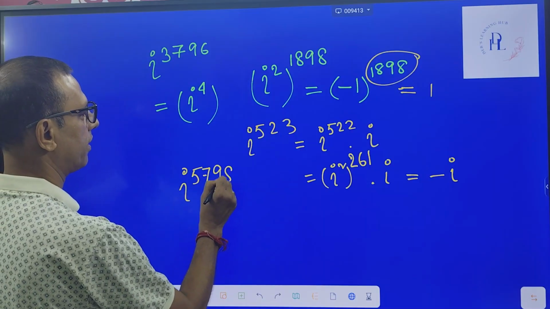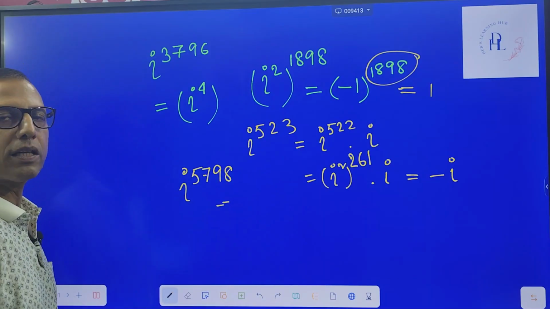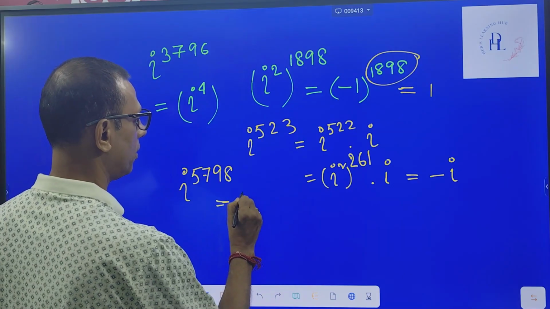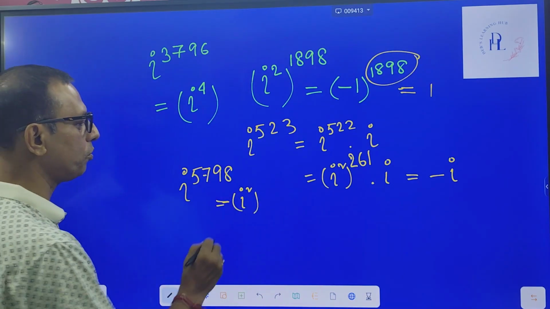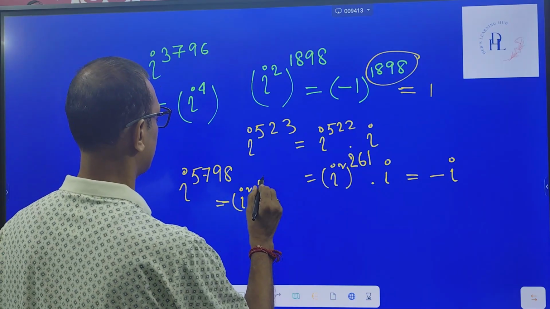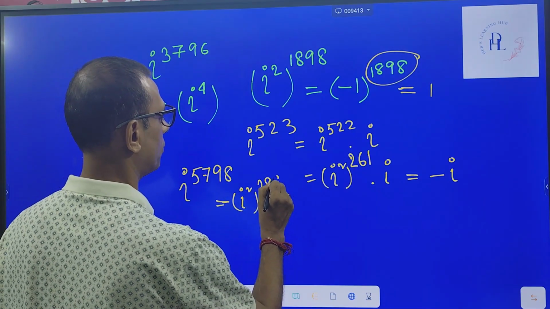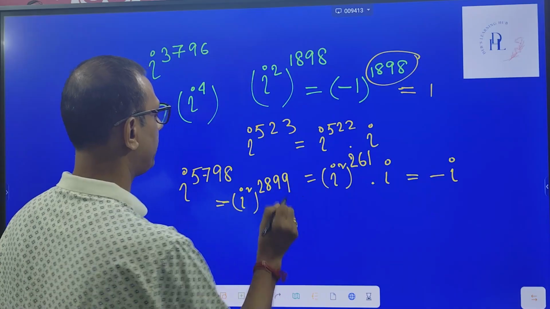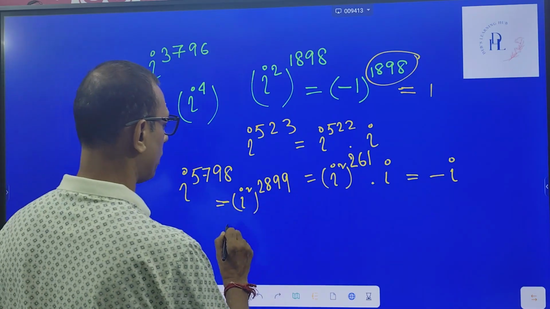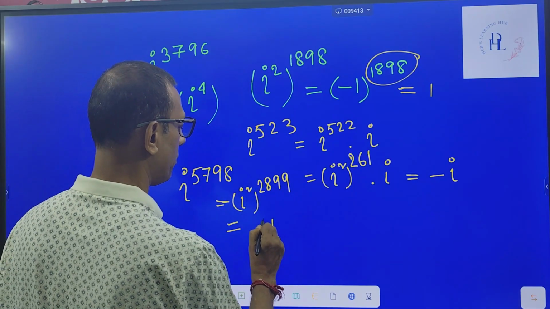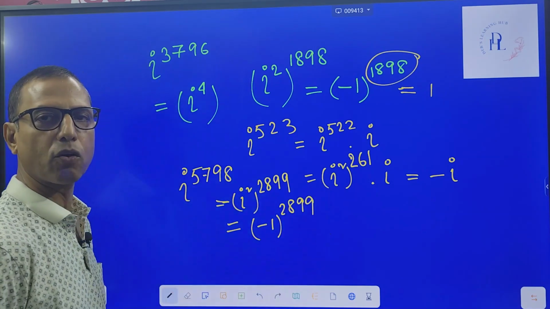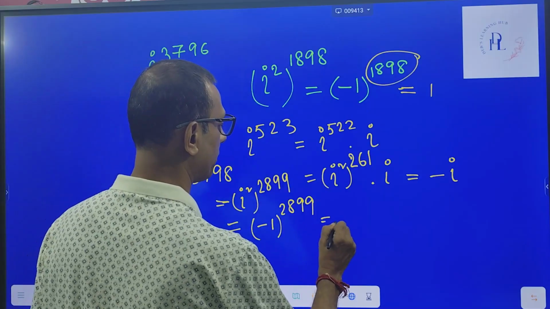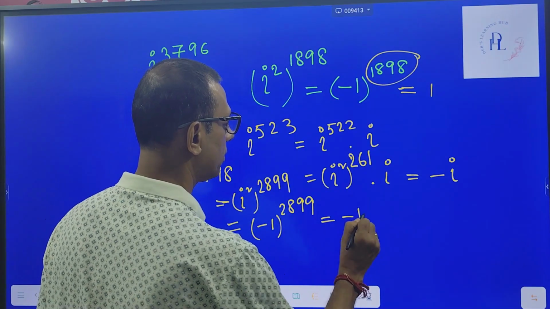Any number, i to the power 5798, let's say it is an even number, 5798. What we will do, i square whole to the power 5798 divided by 2, that means 2899. So i square means -1 whole to the power 2899. Now 2899 is an odd number. So if it is an odd number, that means the sign will be -i. It will be -i.